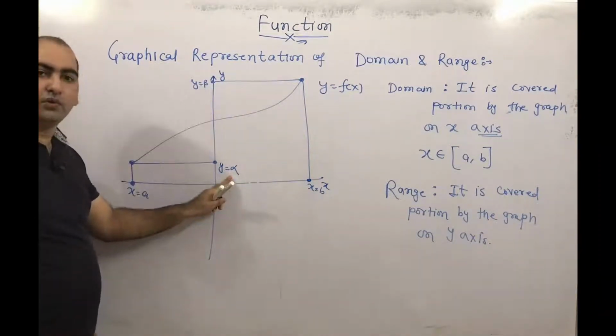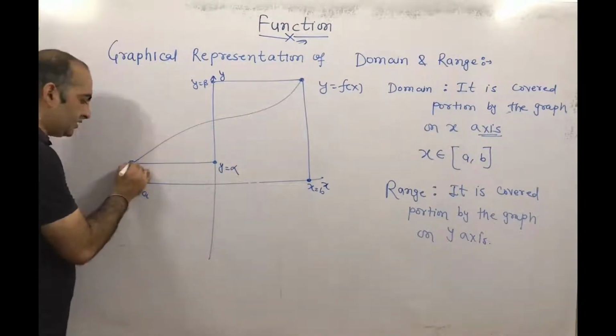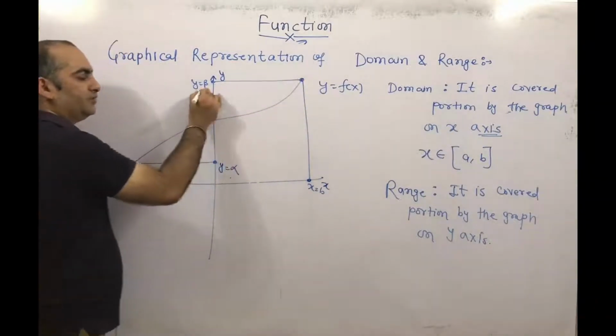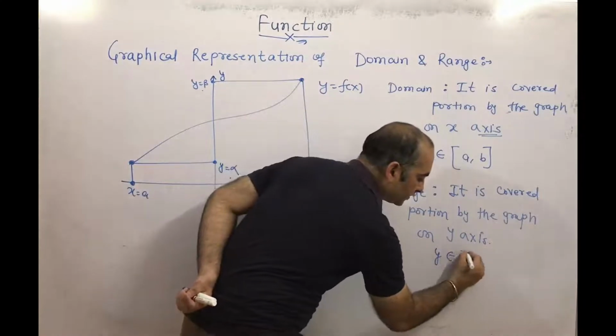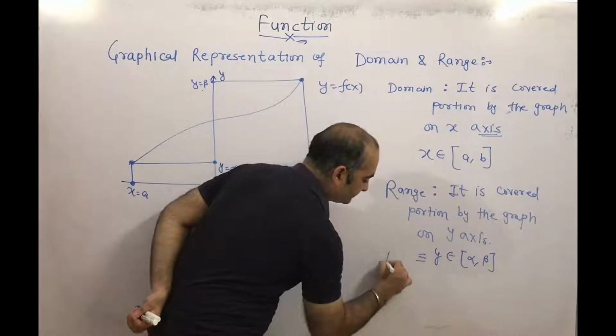So what will the range be? y equal to alpha to beta. This point is included, so y equal to alpha is also included. This point is included, so y equal to beta is also included. So y belongs to the closed interval alpha to beta. This is your range.